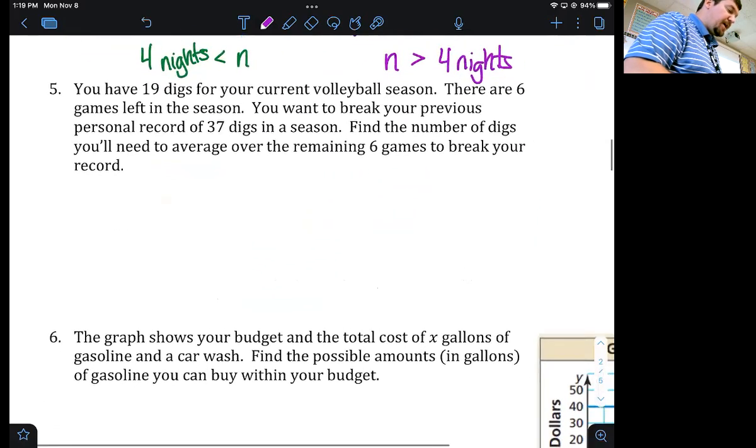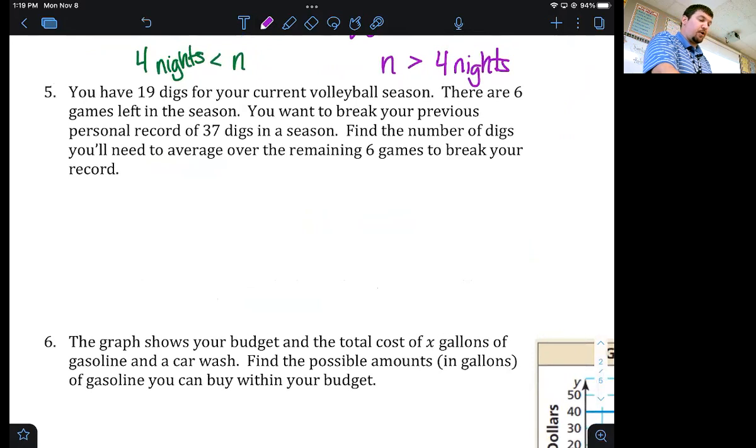Number 5, you have 19 digs for your current volleyball season. Who plays volleyball in here? Sky, tell us what a dig is. That's like a hit after, like, it's like a pass.